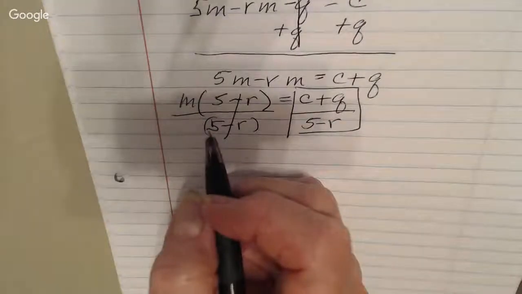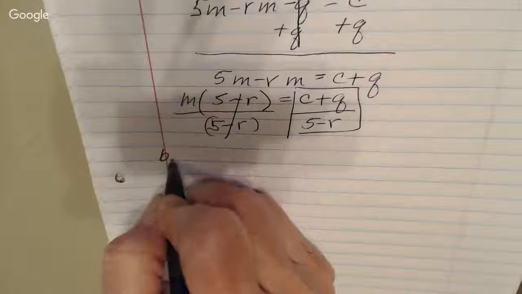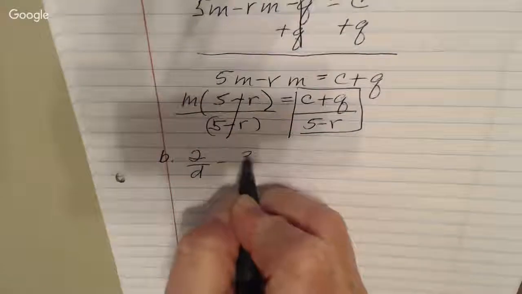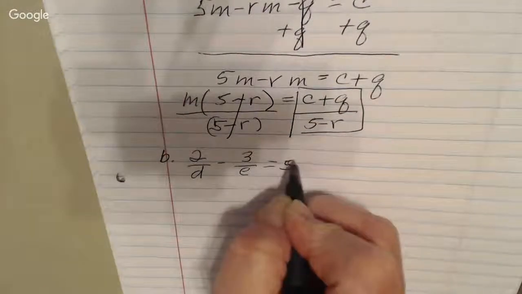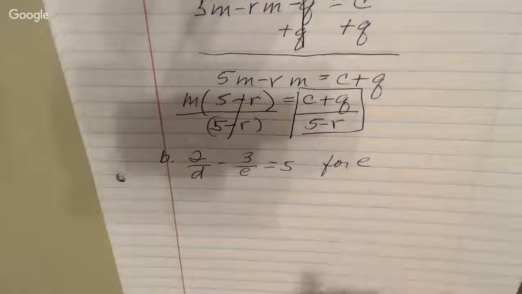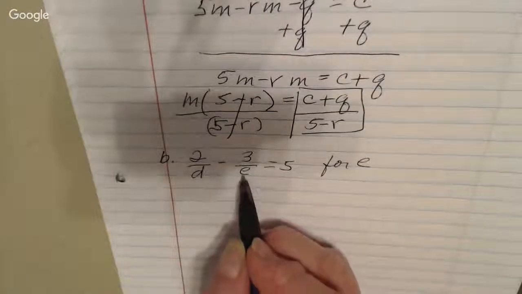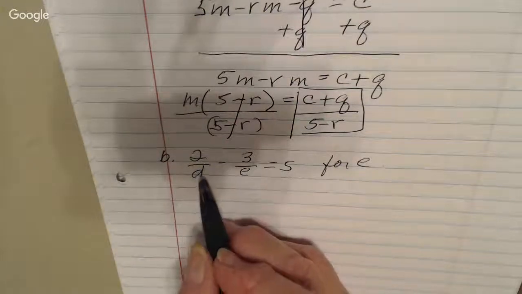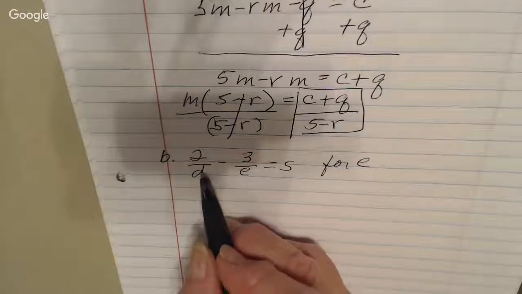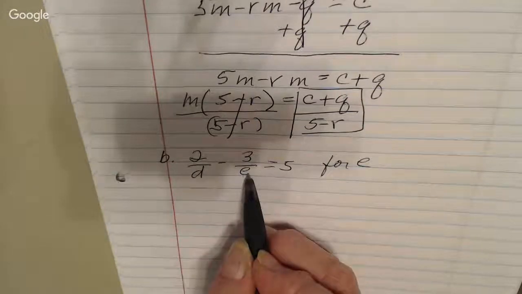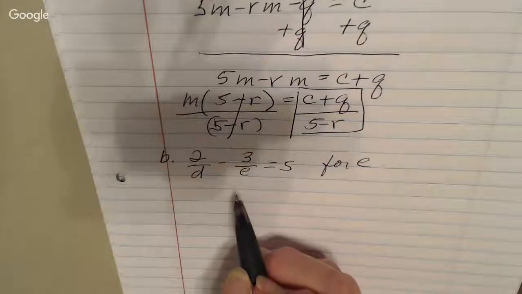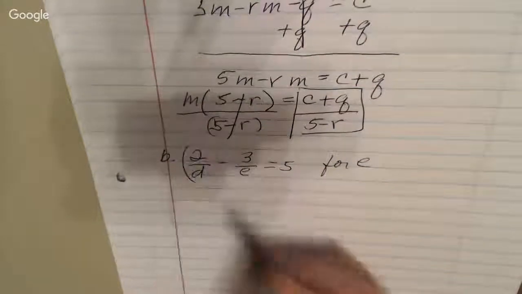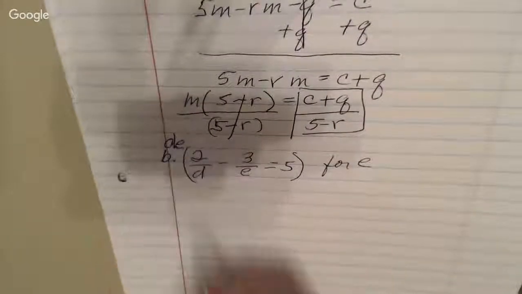All right, next one is the b. We have 2 over d minus 3 over e equals 5, but we're solving for e. There's that e. The thing you need to remember when you have fractions, because these are fractions, right? We have a d as a denominator and an e as a denominator. We need to multiply the entire equation by the least common denominator, which in this case would be dE. So I'm going to multiply everything times dE.